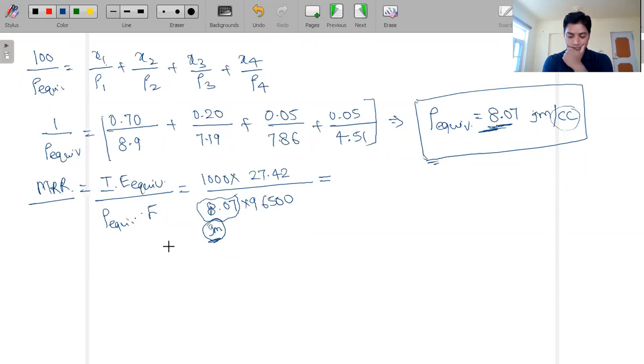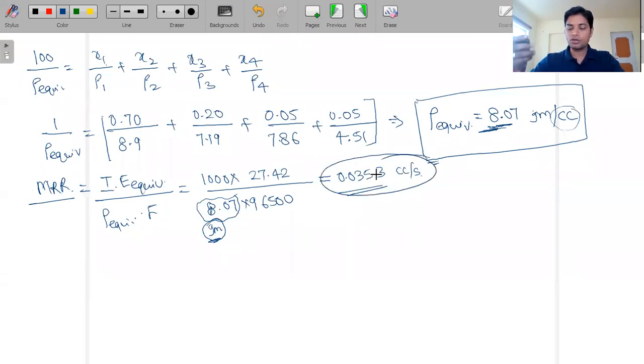It's 0.035. Yeah, good. This is 0.0353 that I'm getting. Okay, and the unit will be gram cc per second. Anyone please confirm this one? Yes, sir, it is right. Okay, great. So this is the material removal rate that we are getting, but this is not the final answer.